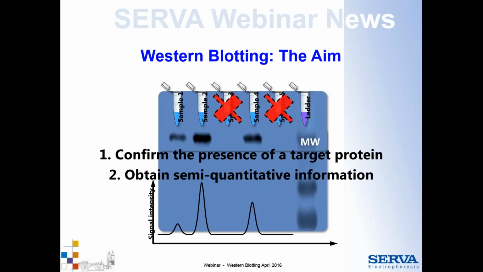So what is the aim of Western blotting? First of all, as I already mentioned, it is to confirm the presence of a target protein. And second, you will obtain semi-quantitative information about the target protein. So after a certain stimulation of a cell line, for example, you will recognize either a down or up regulation of protein expression, for example.